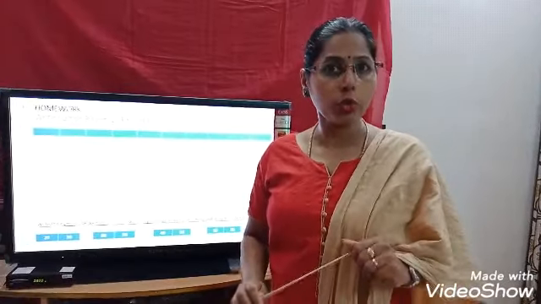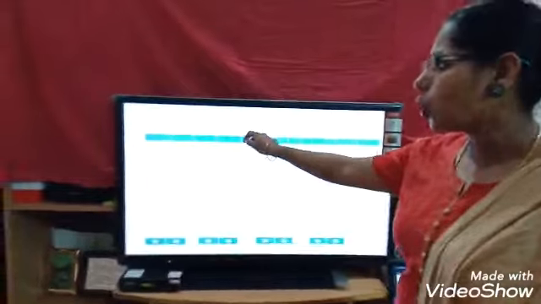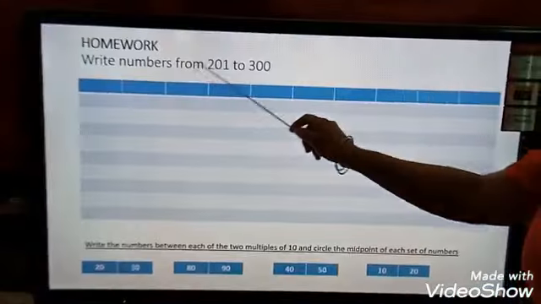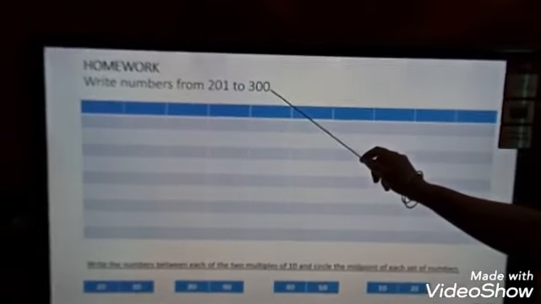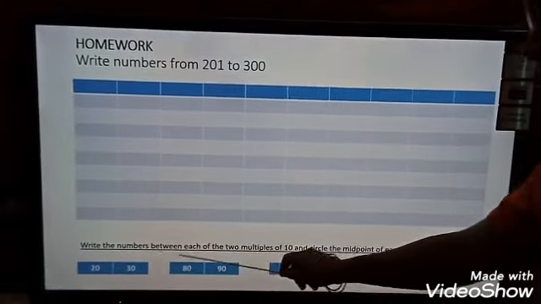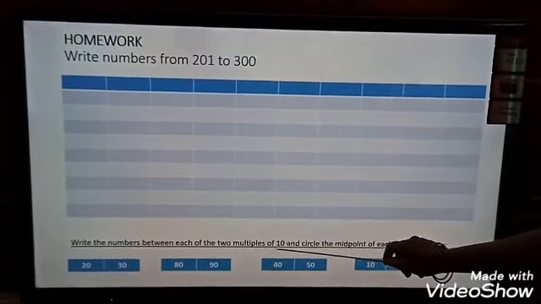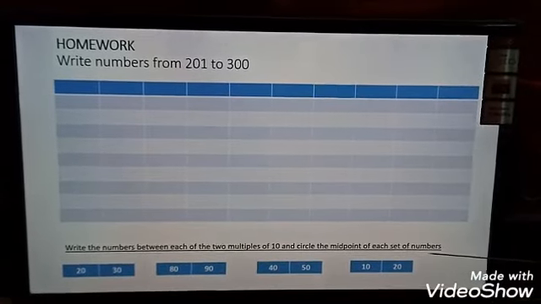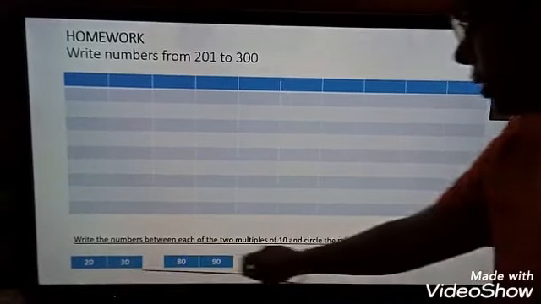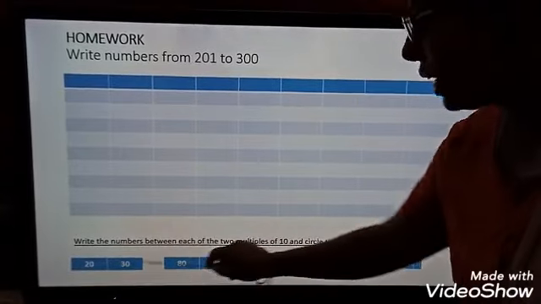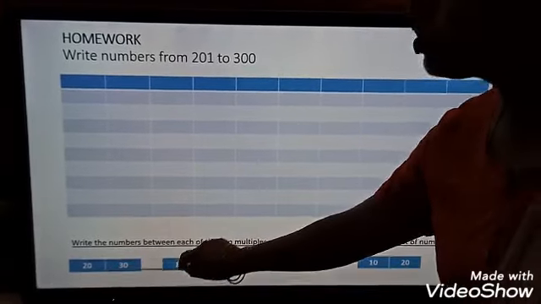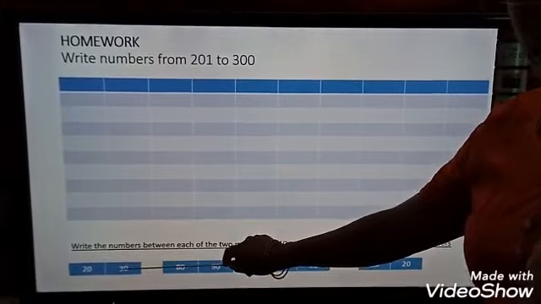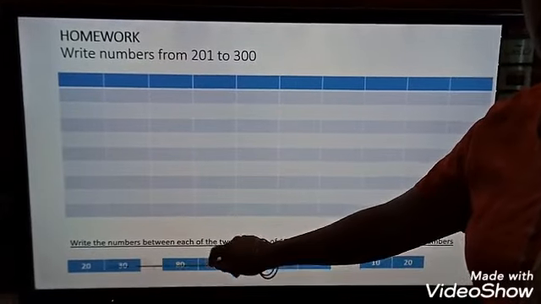Hope you have understood today's topic. And today's homework is write numbers from 201 to 300 and write the numbers between each of the two multiples of 10 and circle the midpoint of each set of numbers. So when you are writing this, you should not include these two numbers. The numbers which come in between have to be written and the midpoint has to be determined by you.